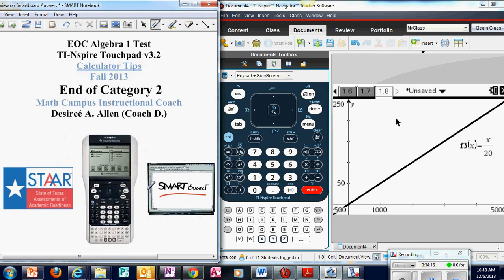Okay, so that's all the questions from category 2 that are released from the 2012-13 EOC. And the next session is going to be over category 3, and it's going to be broken into 2 because there are a lot of problems.